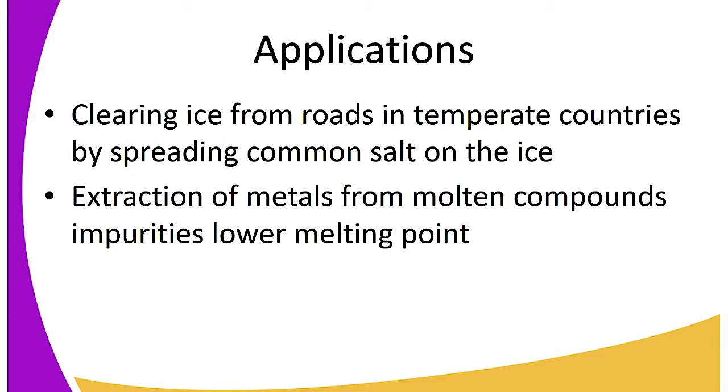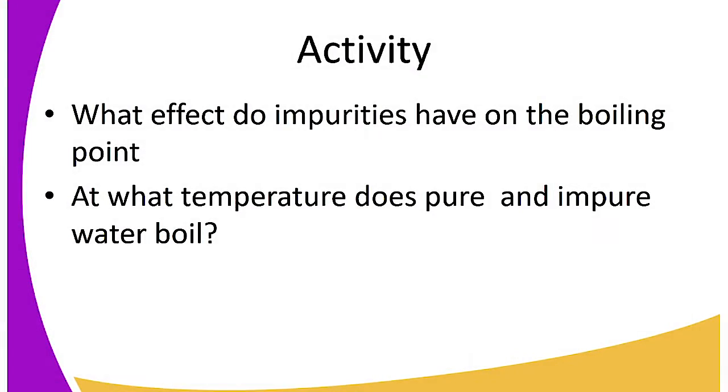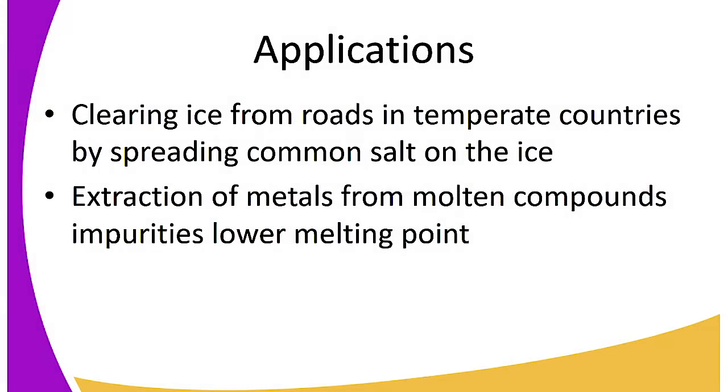So I have questions for you. Number one, clearing ice from roads. What are the applications of adding impurities to a substance? In places where there is ice, we have to look for a way in which we can make the ice melt. So how do we do it? Clearing ice from roads, let's say in regions where there is a lot of snow, is done by spreading common salt on the ice, and this makes the ice melt faster.